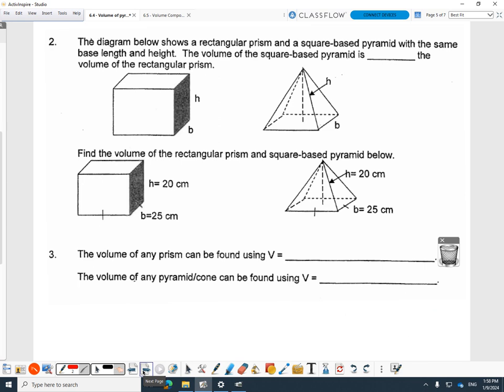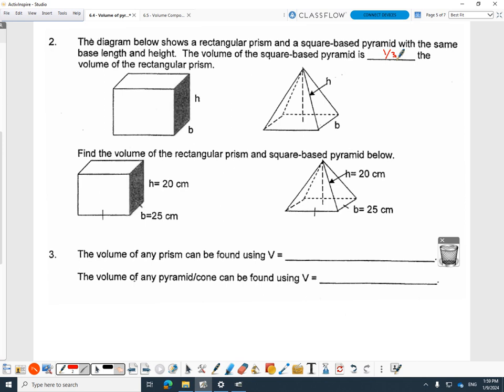Second example, very similar. The diagram below shows a rectangular prism and a square-based pyramid, both with the same base length and height. The volume of a square-based pyramid is 1/3. Pyramids are 1/3. Totally weird. I don't know if the Egyptians knew this, that it's 1/3 of the volume. It's just a mysterious thing about the universe. That's exactly 1/3. Not kinda, not sorta, exactly 1/3.